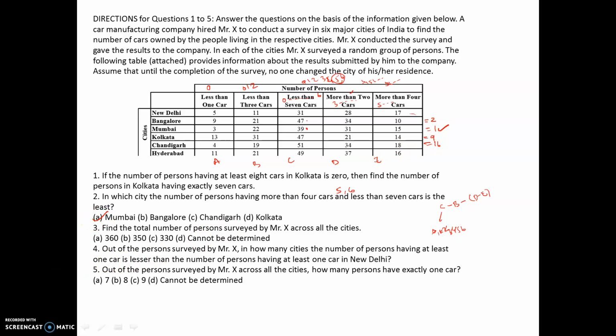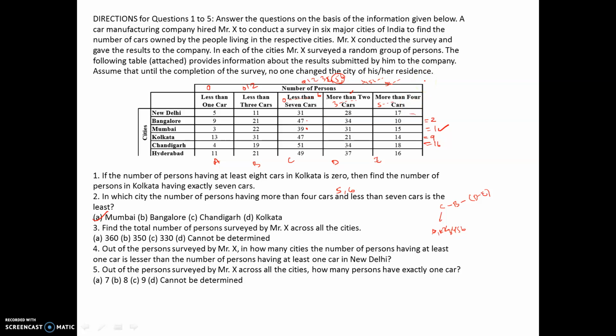right? And the same idea can be used to find out for question number 4, when it says how many cities the number of persons having at least one car is lesser than the number of persons having at least one car in New Delhi. So at least one car means what? Minimum one car, right? So what are we trying to do? From the total number of persons we only have to subtract.